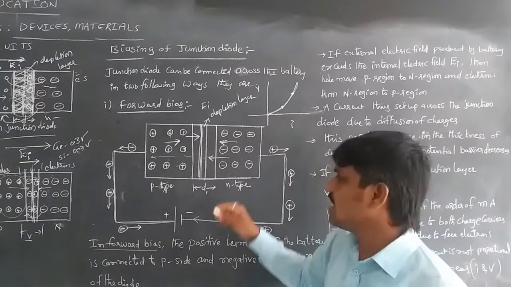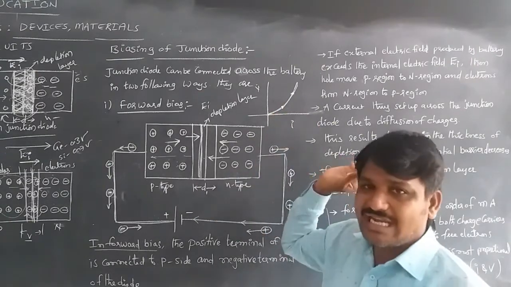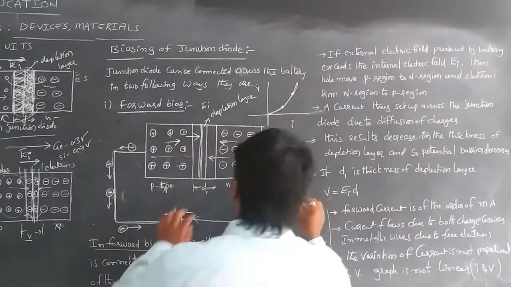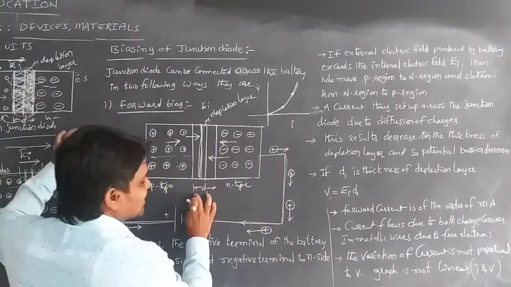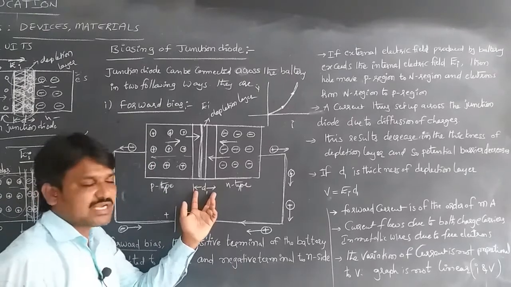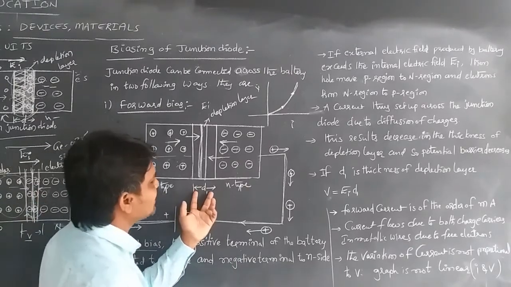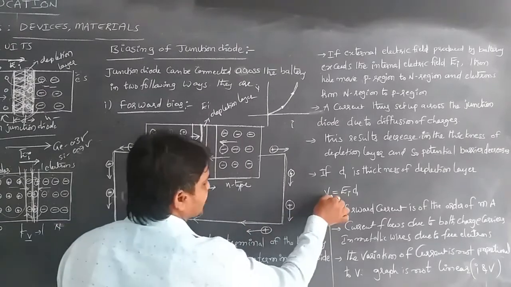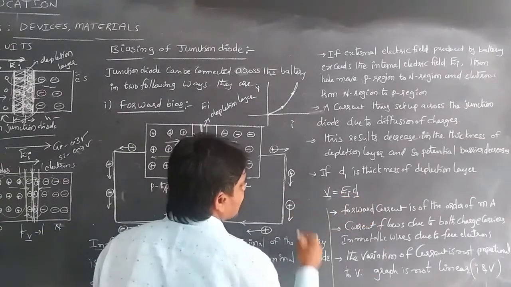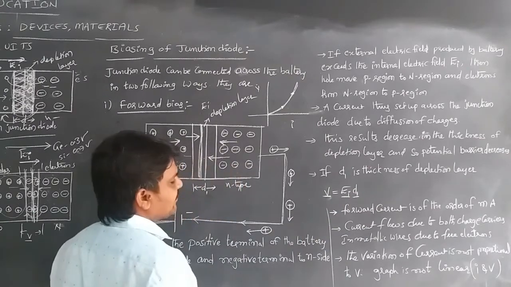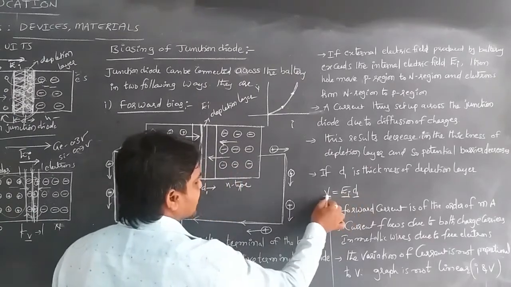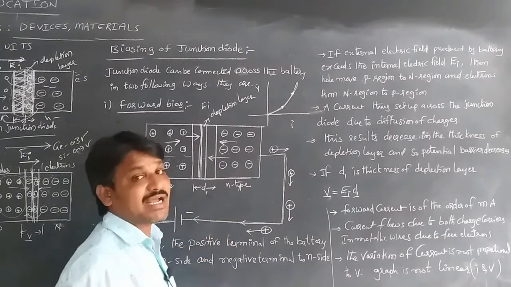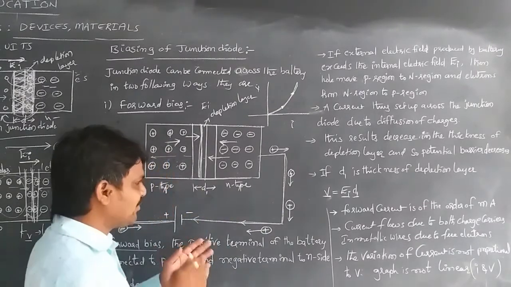So we can say that the graph is not linear. If D1 is the thickness of the depletion layer and it decreases, then the potential V is equal to E into D1. The potential difference depends on the thickness of the depletion layer and the electric field, the applied and the internal electric field. So these are some of the important points.